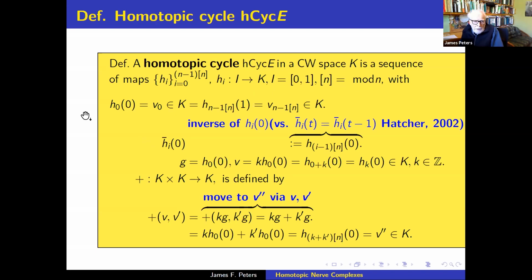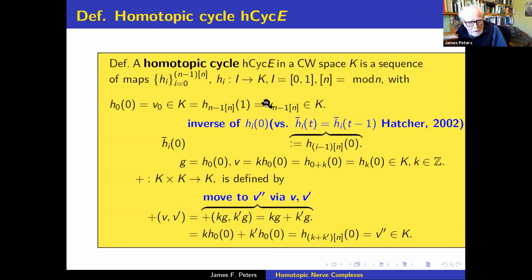For each homotopic map, H sub 0 would be considered the first vertex in a homotopic cycle, where we have vertex V0 in the CW space. This is equal to the homotopic map n minus 1 mod n of 1. So we write that as V sub n minus 1 mod n in the same space.